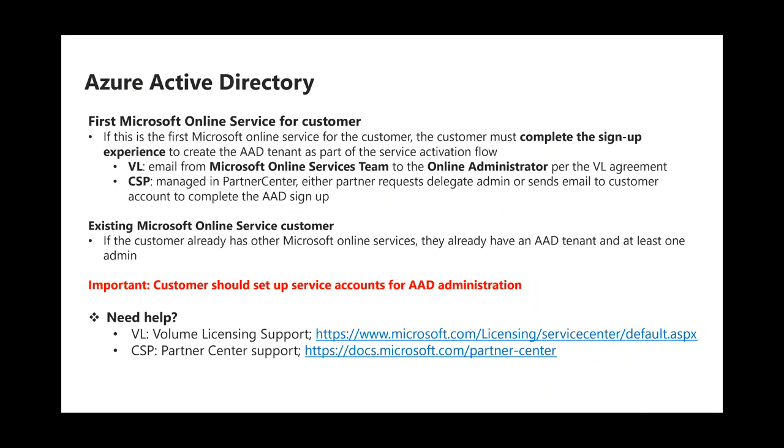In volume licensing, that flow is triggered through an email from the Microsoft Online Services team to the online administrator per the volume licensing agreement. And we do see that sometimes it's really not clear who that person is. So you can find out from the volume licensing reseller who they put on as the online administrator, and that it's only that person who can do that sign up. But if you need to, you could reach out to volume licensing support and have that email be resent.